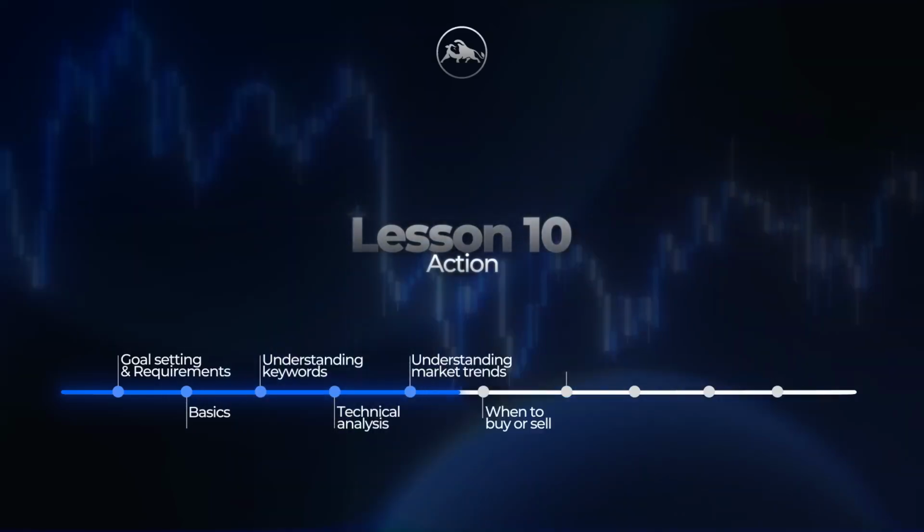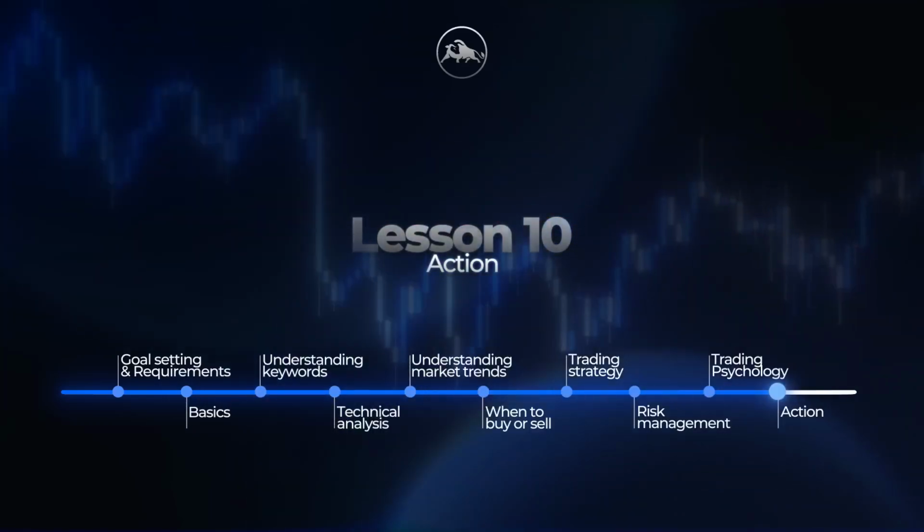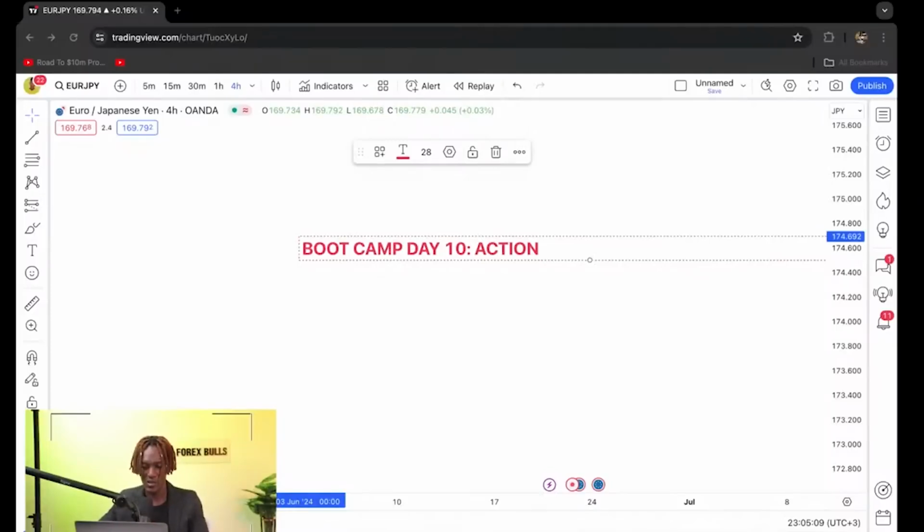Being the last day, we are going to be talking about action, okay? More often than not, regardless of how much you learn or whatever you know, if you won't take action, then it doesn't work. Honestly, it doesn't work. Now, let me give you an example. It's like me having the plan of, I want to do a boot camp. I have it in mind, okay?